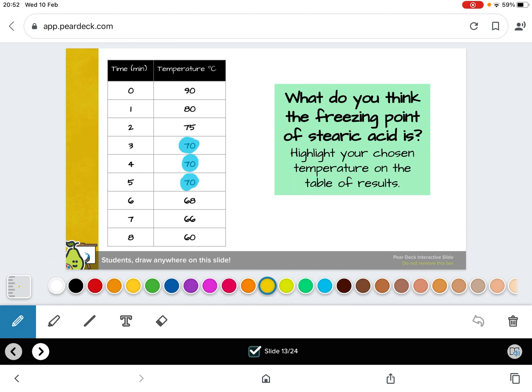So based on that information, the freezing point is the temperature where the graph leveled off and the energy was used to form the bonds, which you can see on this results table was at 70 degrees Celsius.